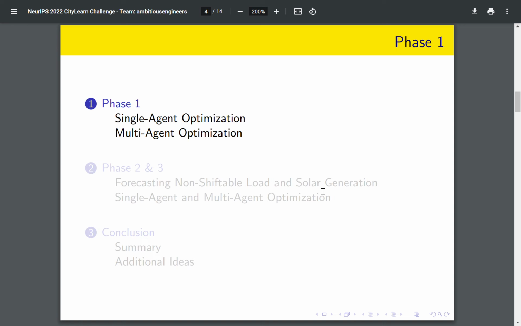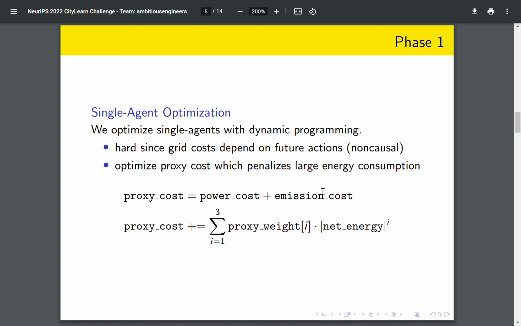First, phase 1, we decided to break things up into single-agent optimization followed by multi-agent corrections. So for the single-agent case, we optimized things with dynamic programming. The main challenge was handling the grid costs, which were non-causal. In particular, the grid cost at the current time step depends not only on our current action, but also on future actions.